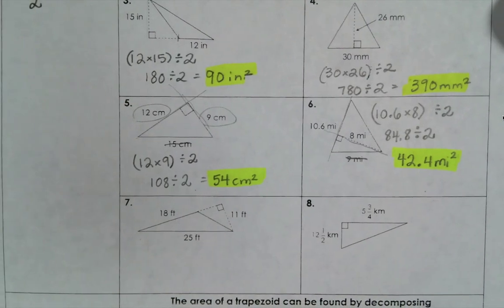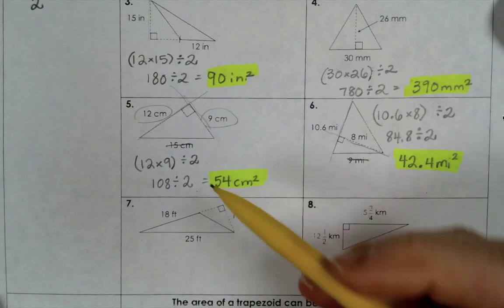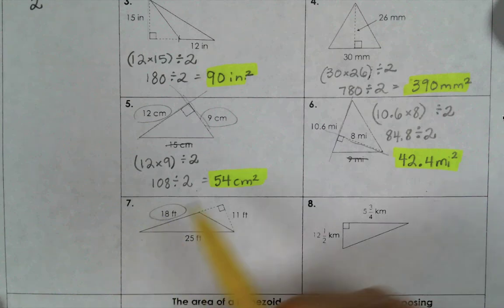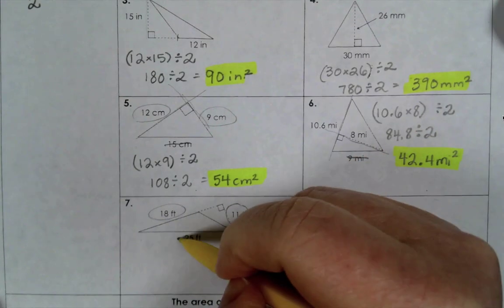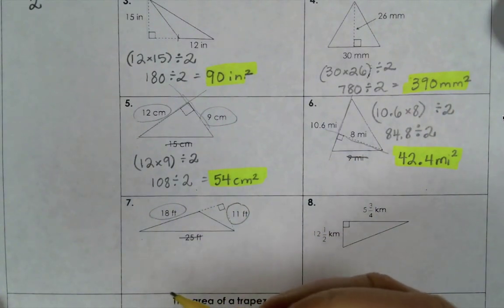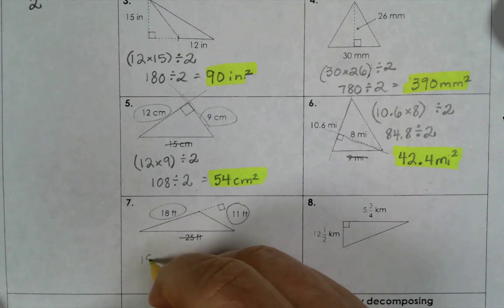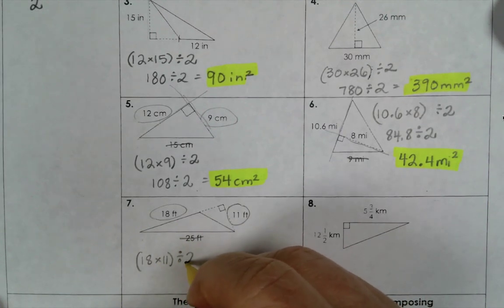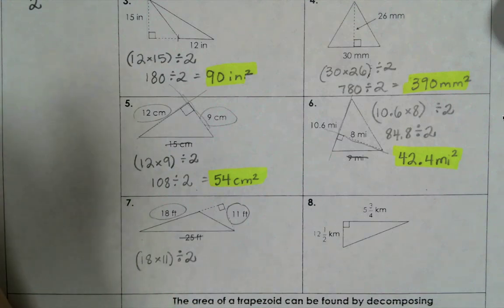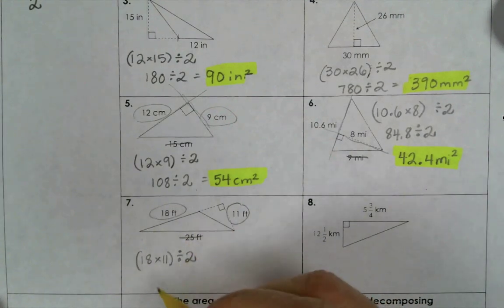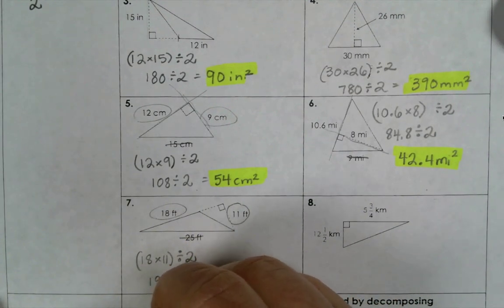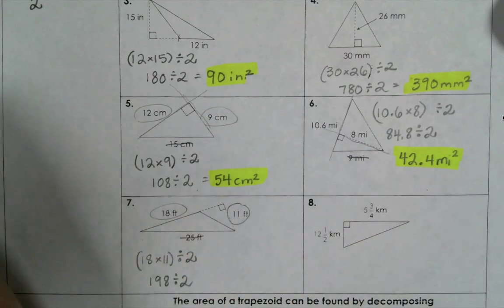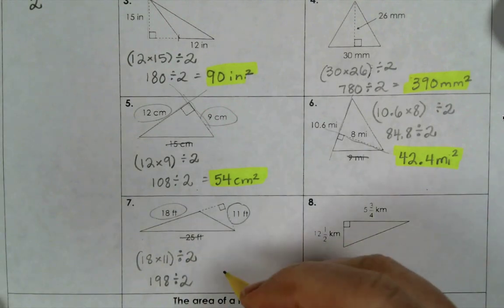Number 7. So look at that base and height again. Your base is 18 and that height is 11. Okay, so 18 times 11 divided by 2. 18 times 11, 198 divided by 2 is 99 feet squared.